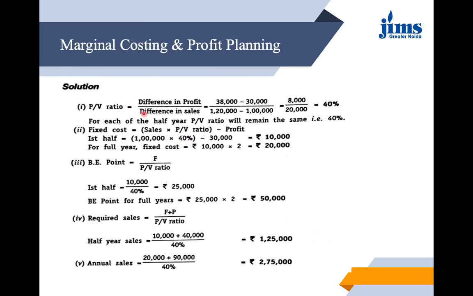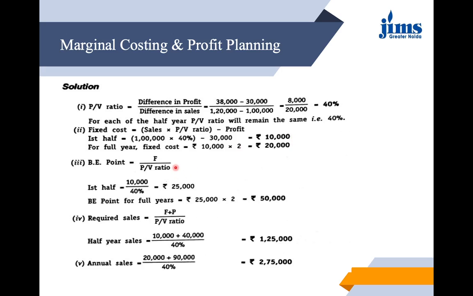First of all, we can see the PV ratio, difference in profit upon difference in sales, and we are able to find it as 40%. So for each half, PV ratio will remain the same, that is 40%. Then for the second part, we can consider the formula fixed cost equals sales into PV ratio minus the profit, and for half year we can put the values accordingly and find out that this is 10,000, and for full year the fixed cost would be 10,000 into 2 obviously, so it will be 20,000.